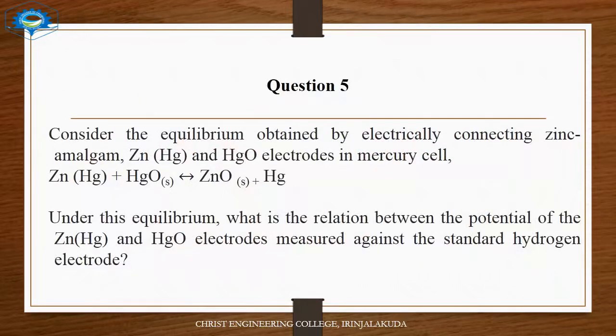Okay. Question 5. Consider the equilibrium obtained by electrically connecting a zinc amalgam electrode and an HgO electrode in a mercury cell. Its cell reaction is already given: Zn amalgam plus HgO gives, reversible arrow, ZnO plus Hg. The question is, under this equilibrium, what is the relation between the potential of the zinc amalgam electrode and the HgO electrode, measured against the standard hydrogen electrode? It is a little bit of a long question.